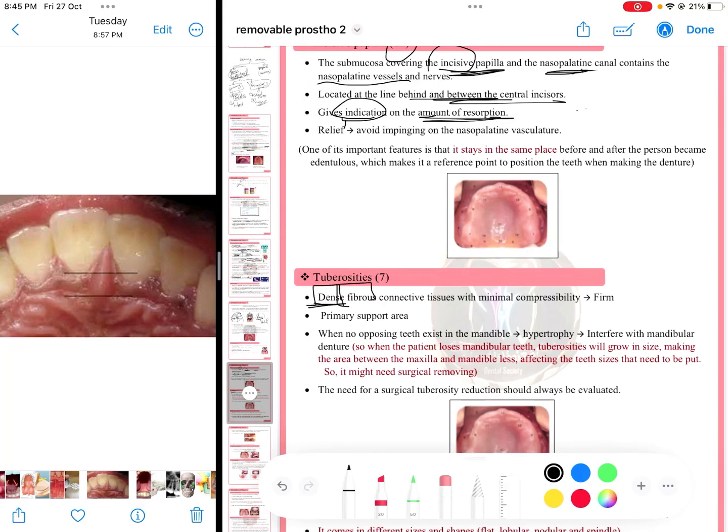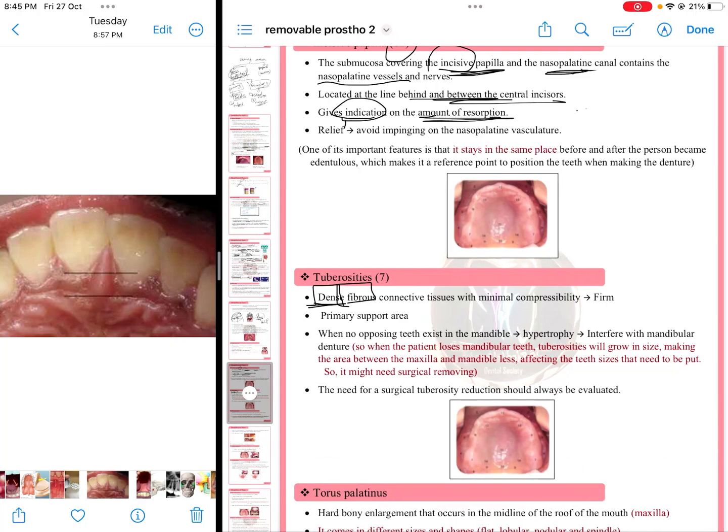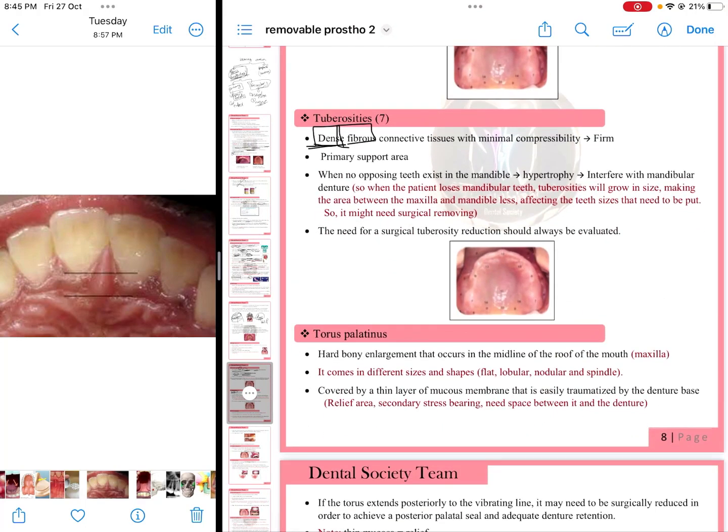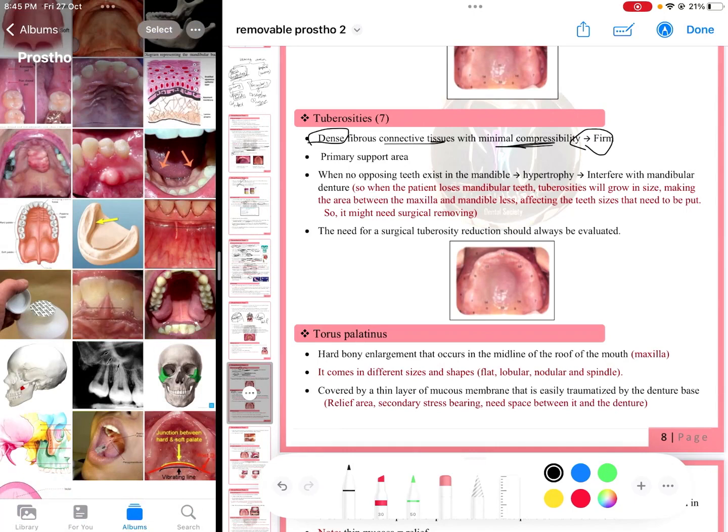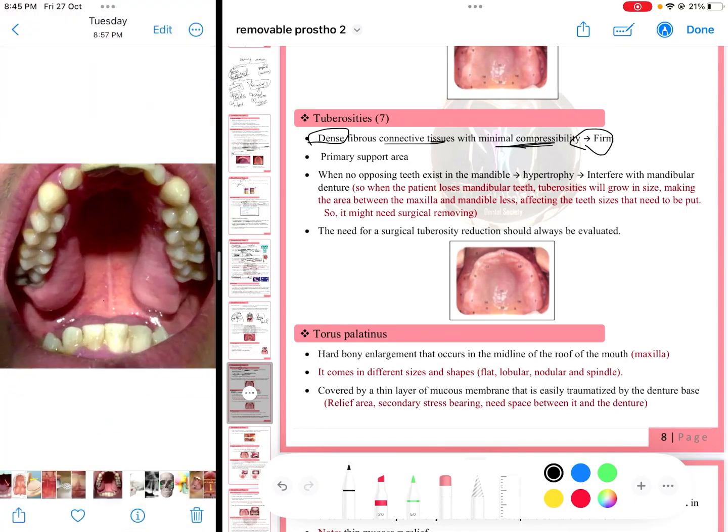If it is dense fibrous, so it's a primary supporting area when the connective tissue is dense, not loose, with minimal compressibility, and it's firm. Let's see the picture here. If there are no opposing teeth, if we extracted the lower teeth, hypertrophy will happen to the tuberosity, as we see in the picture on the left. It will enlarge, it will become bigger and bigger, so it will interfere with the denture.